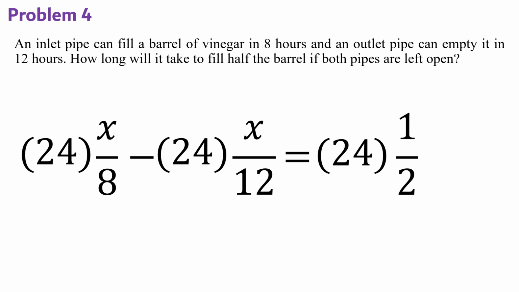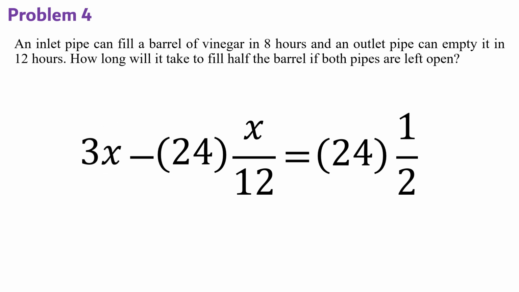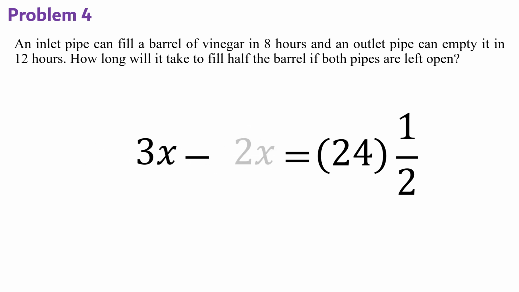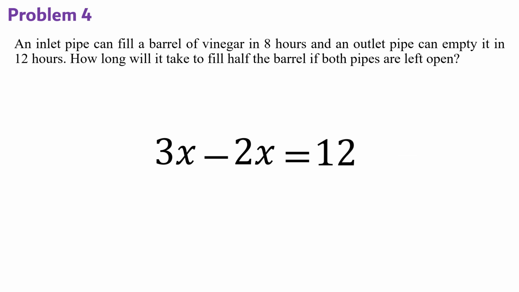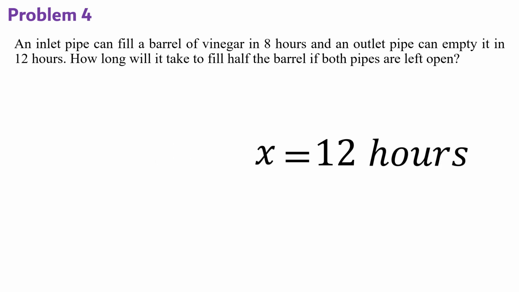So we'll multiply 24 by X over 8. It will be 3X. 24 times X over 12 will be 2X. 24 times 1/2 is 12. Then it's easier now to solve. So 3x minus 2x is x. So the answer is 12 hours.